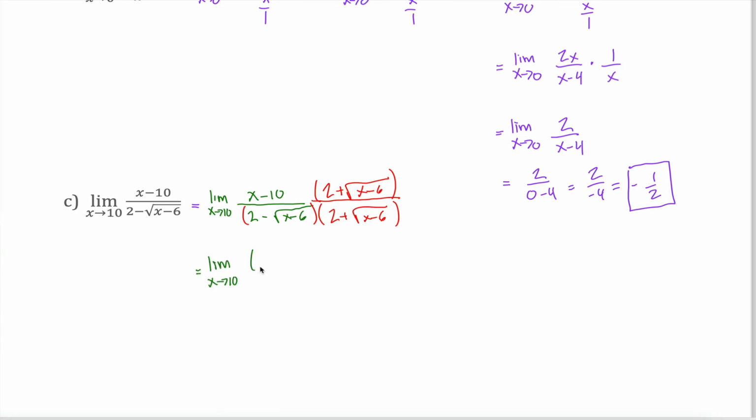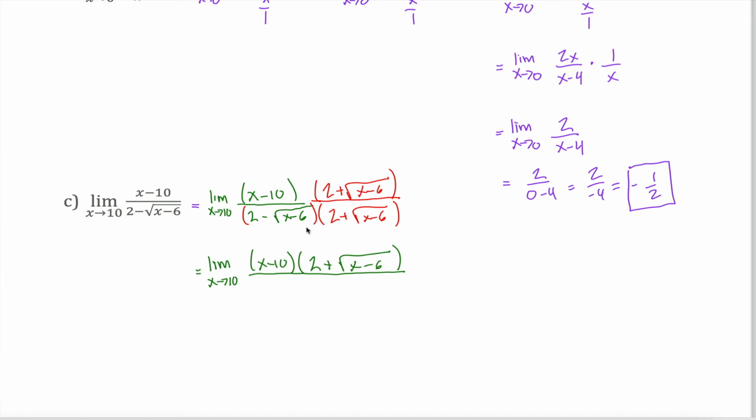Up in the numerator, I got x minus 10 times 2 plus the square root of x minus 6. It might be tempting to try to FOIL this out or something, but don't. Keep the x minus 10 separate because the x minus 10 is what we have to cancel out if we want to evaluate this limit as x approaches 10. The x minus 10 is what's causing the 0 over 0 thing. So leave this in its factored form. It's the denominator that you want to FOIL out because it's the denominator where you have to find the hidden x minus 10.